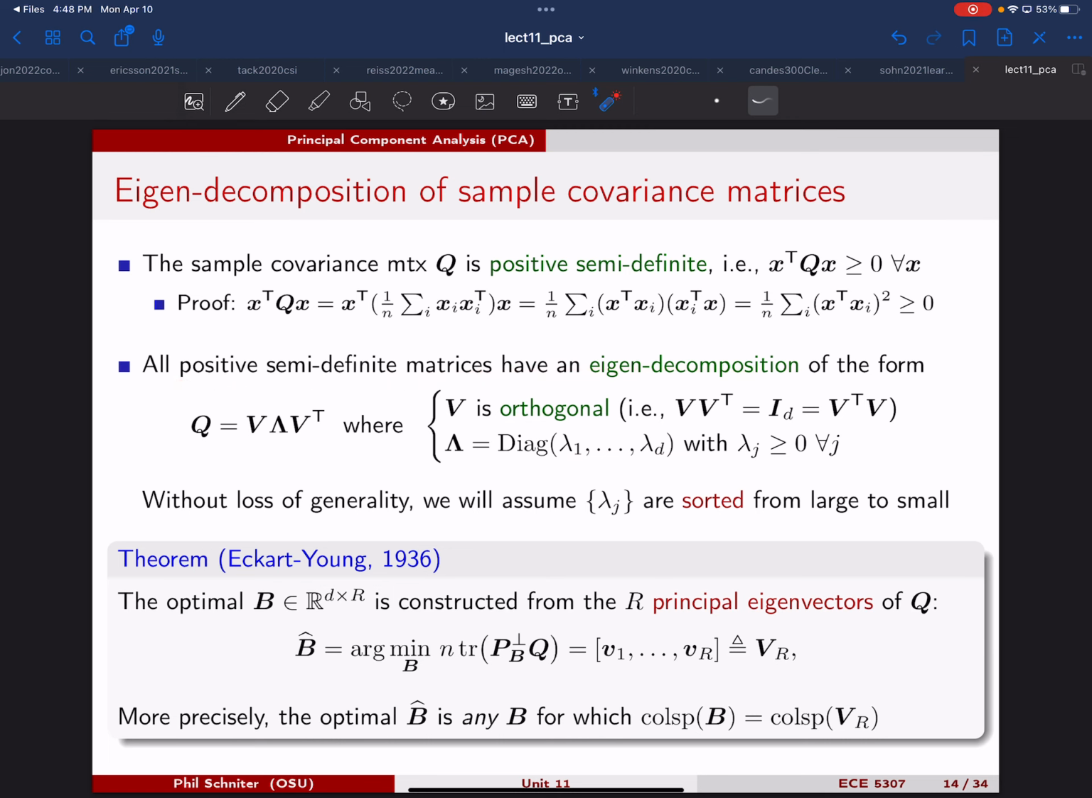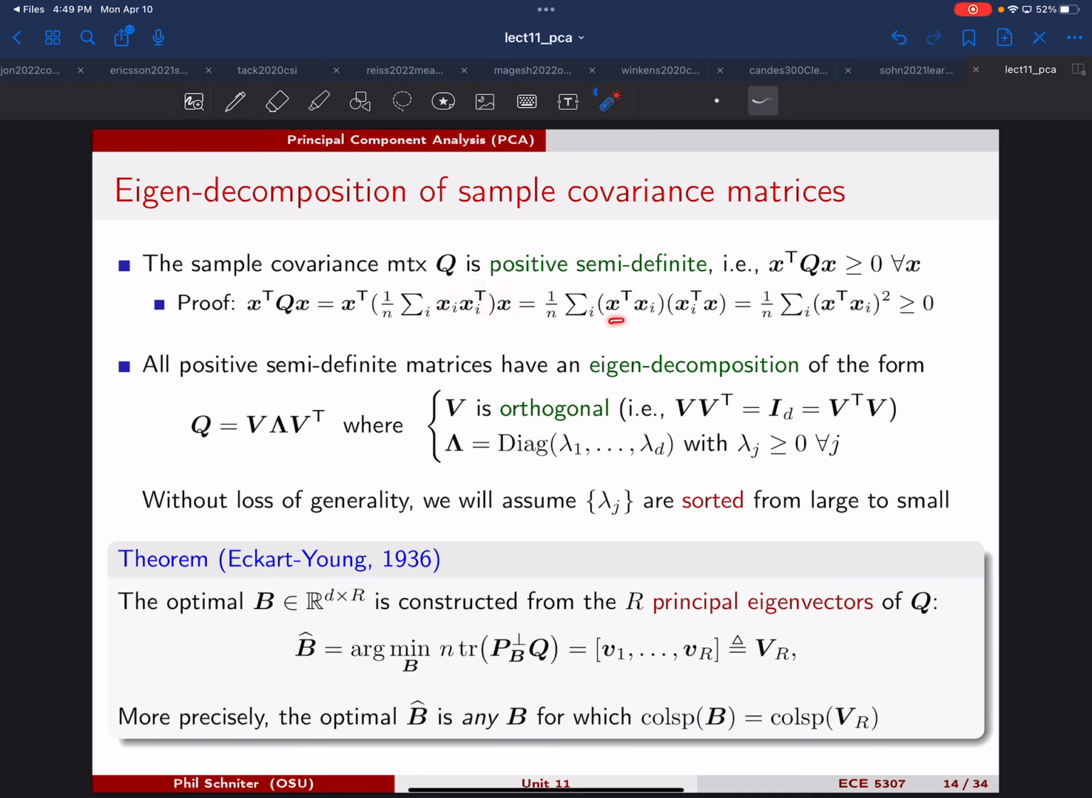And so let's convince ourselves that Q really is positive semi-definite. So let's start with this. This is what we need for the definition. Let's substitute in the expression for Q. And now we can use linearity to move the 1 over n and the sum out. And you get x transpose times xi. And then you get xi transpose times x.